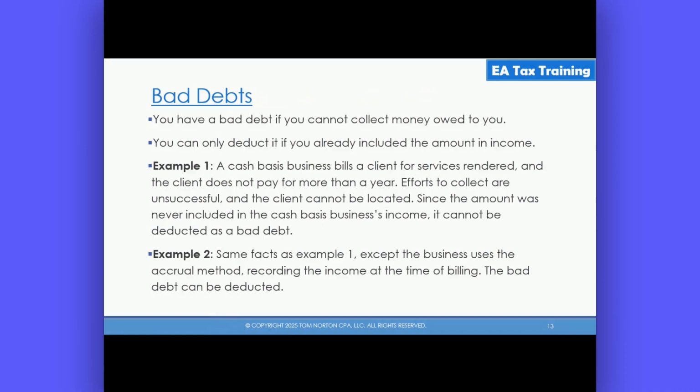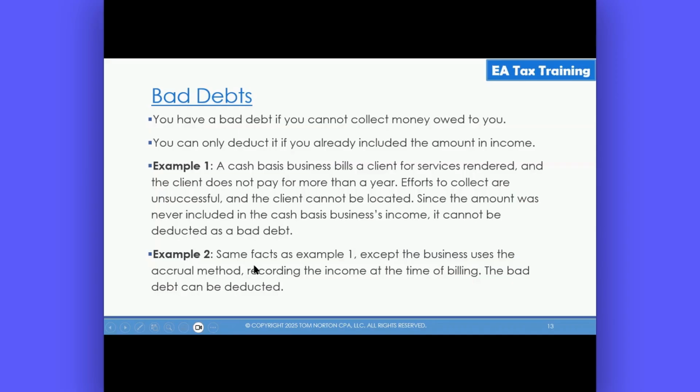We will start with bad debt. You have a bad debt if you cannot collect money owed to you, but you can only deduct it if you already included the amount in income. So, for example, a cash basis business bills a client for services rendered, and the client does not pay for more than a year. Efforts to collect are unsuccessful, and the client cannot be located. Since the amount was never included in the cash basis business's income, it cannot be deducted as a bad debt.